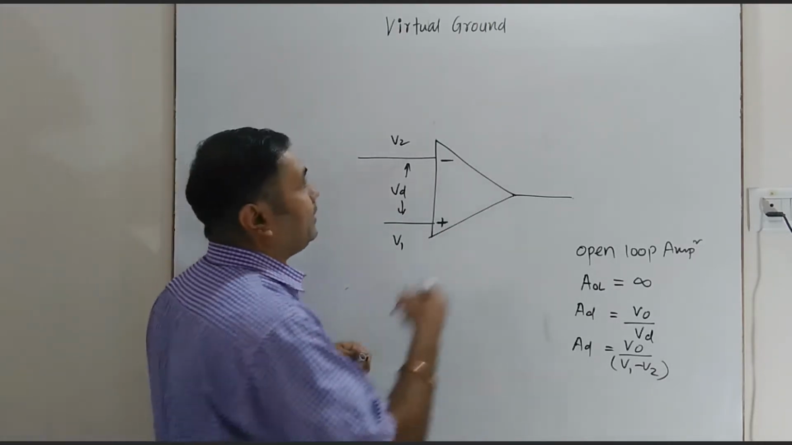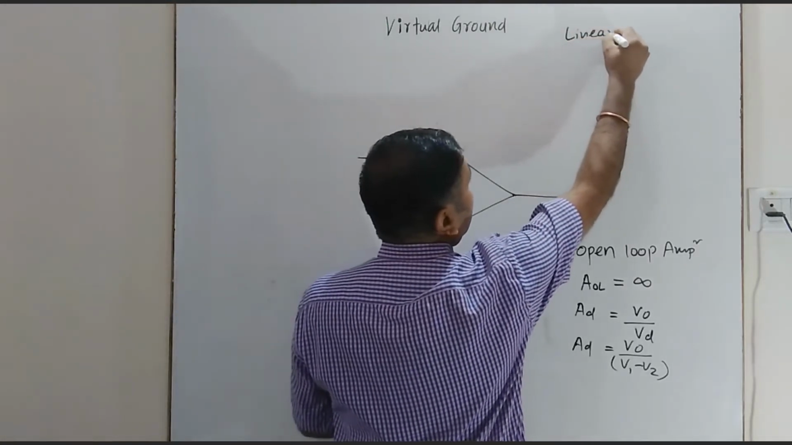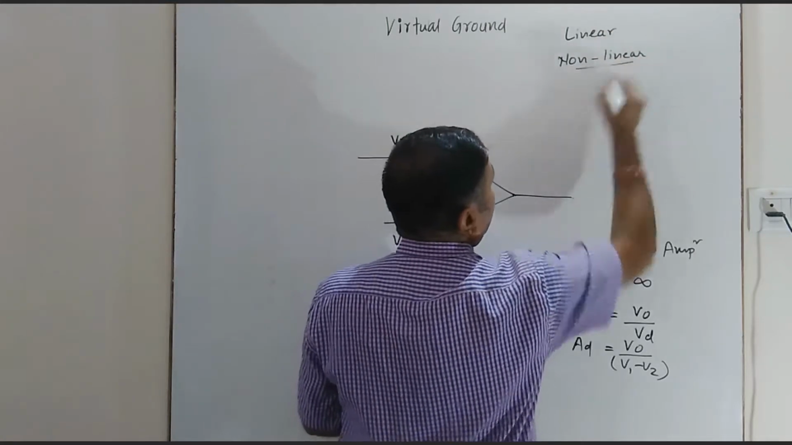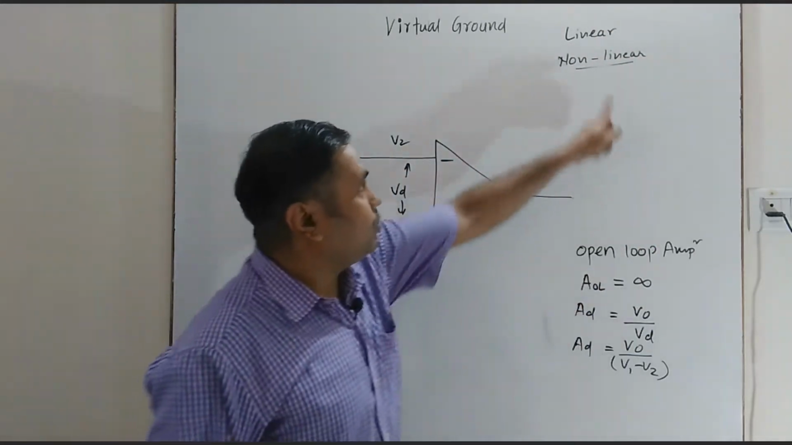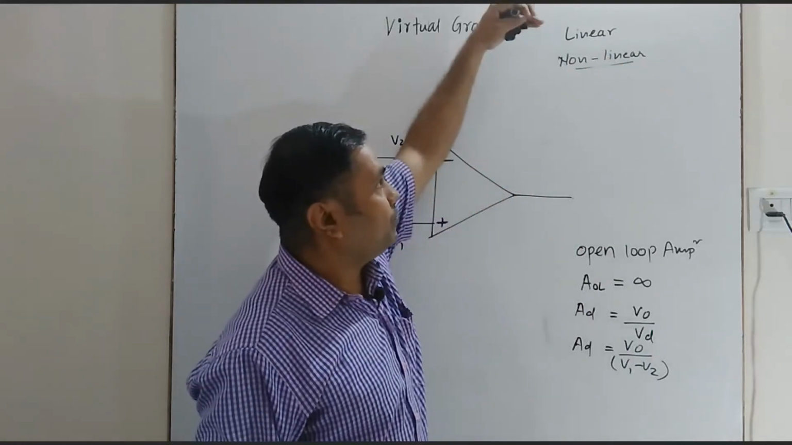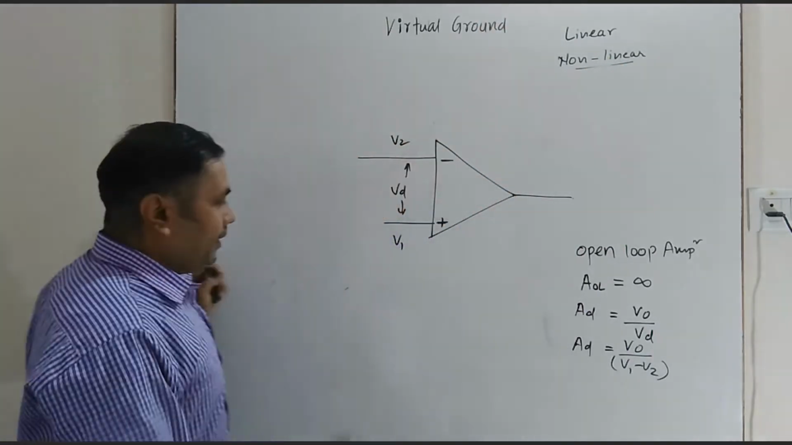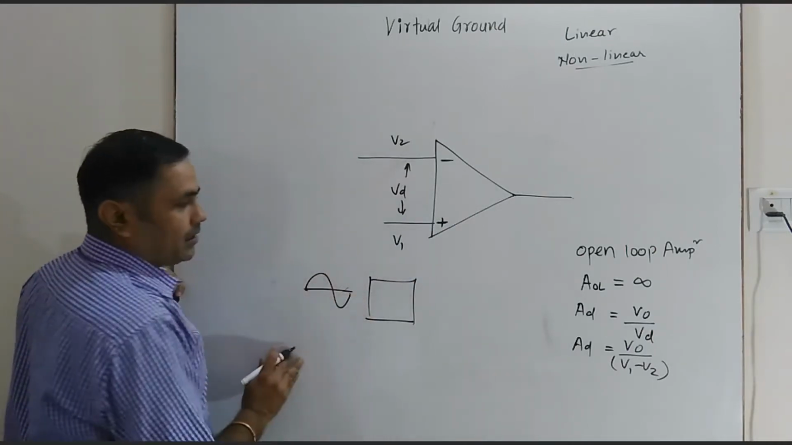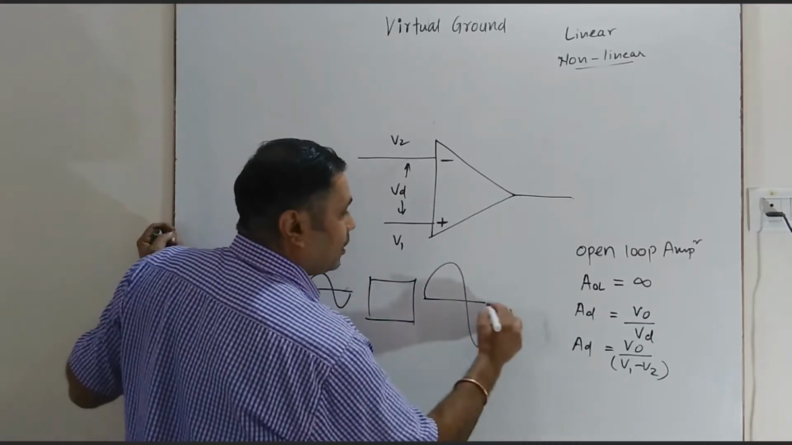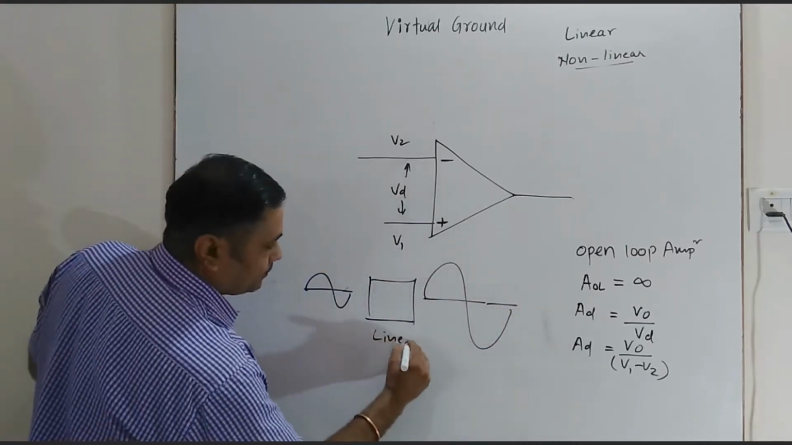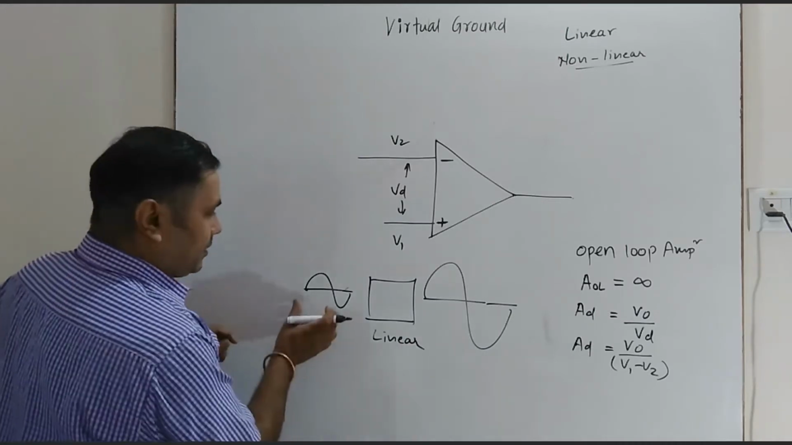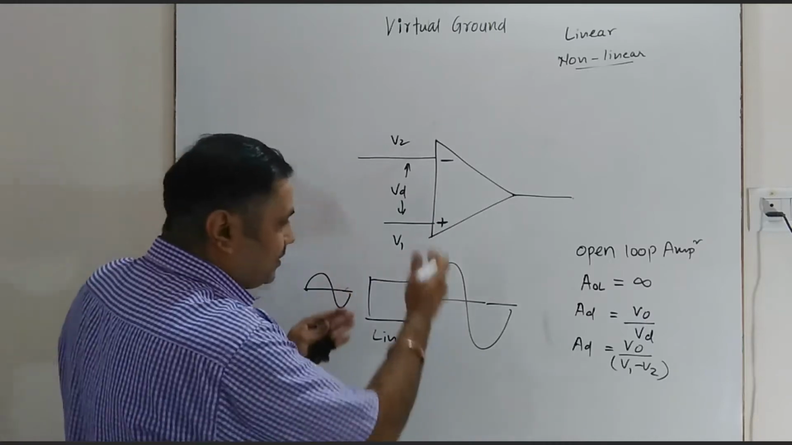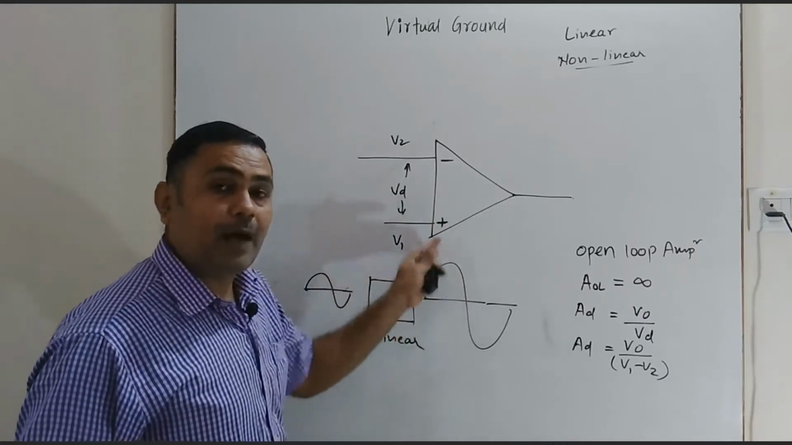One category is called linear application and another is called non-linear application. Open loop amplifier is mostly used in non-linear application. Now the meaning of linear and non-linear. Linear application means suppose we are using an amplifier and suppose our input signal is like this and suppose the output signal is like this. This operation is linear. Why? Because you can see the shapes of both input and output voltage are mostly the same, just a difference of amplitude only.